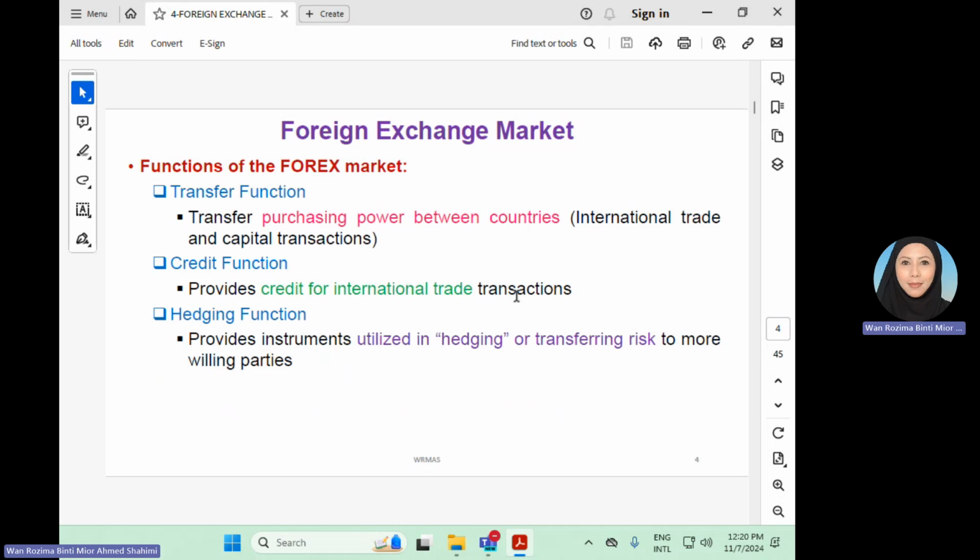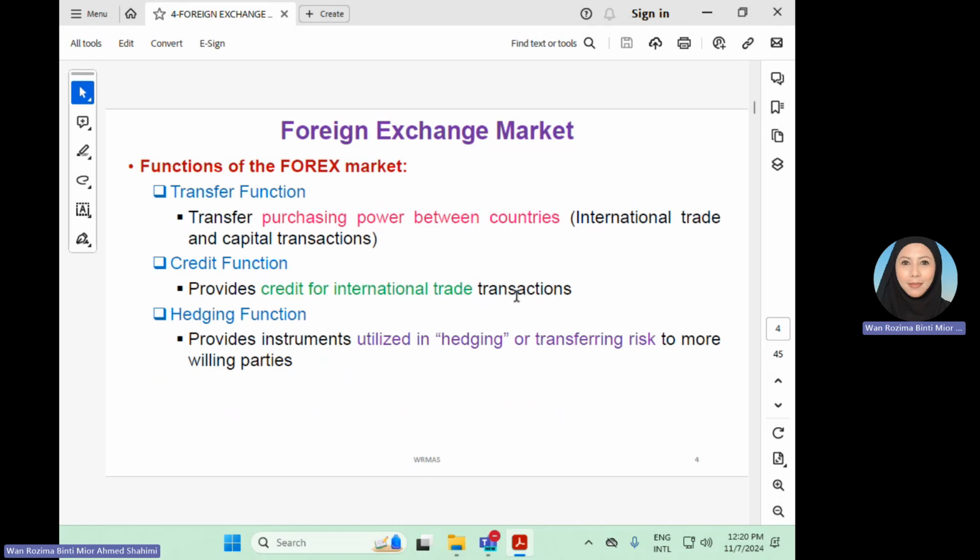Now, the functions of forex market. First, transfer purchasing power between countries, international trade and capital transaction.